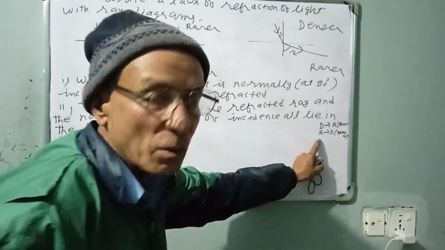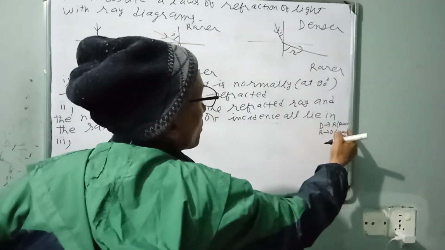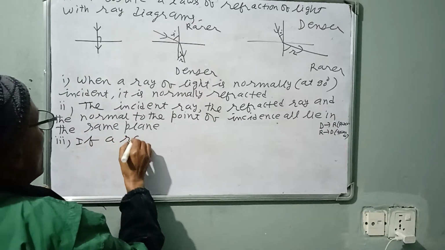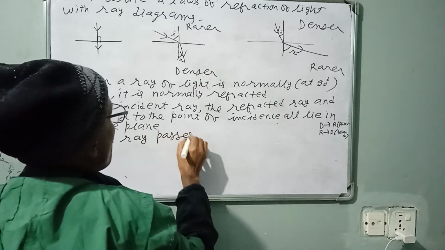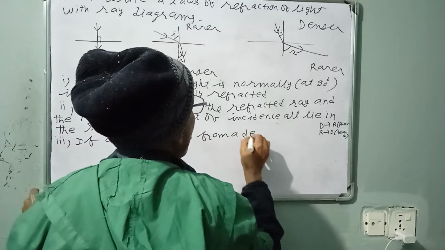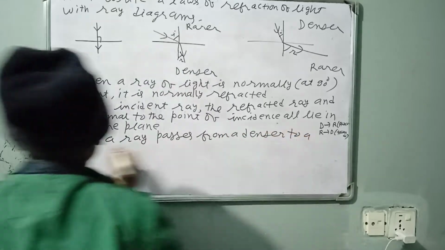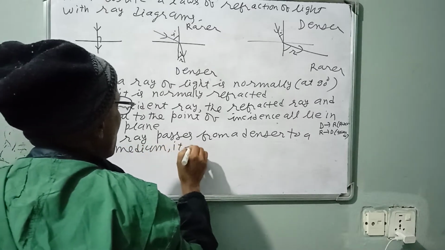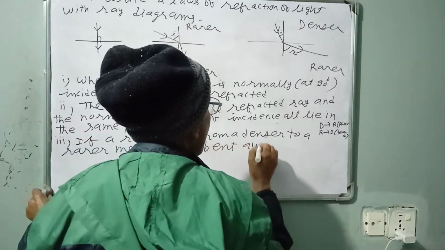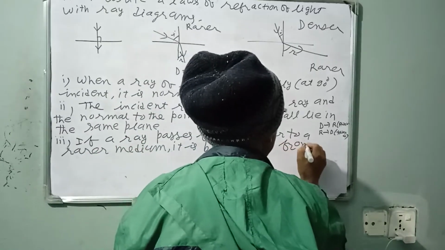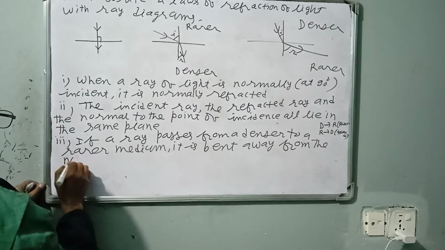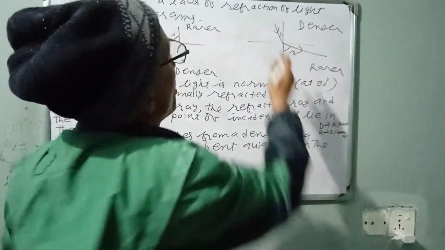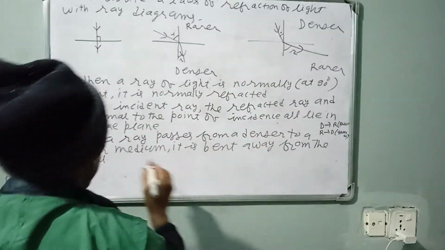You start a sentence. You write down the sentence. Denser to rarer away. How to write down? If a ray passes from a denser to a rarer medium, it is bent away from the normal. If a ray passes from denser medium to a rarer medium, it is bent away from the normal.